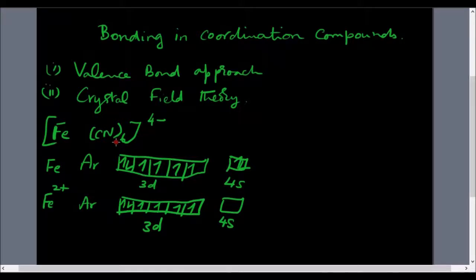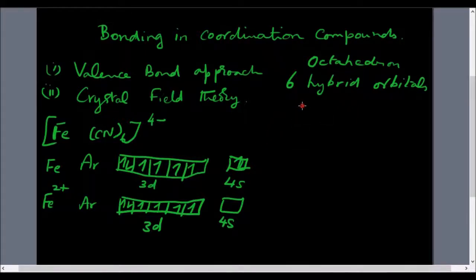Now this hexacyanoferrate complex ion has 6 ligands. It is hexa-coordinated, having 6 ligands. For a hexa-coordinated complex, the shape is octahedron. Octahedron is a symmetrical shape. Now to form an octahedron which is symmetrical, you need 6 hybrid orbitals. That is, the 6 orbitals have to be mixed, and then 6 equivalent hybrid orbitals are to be produced from them.